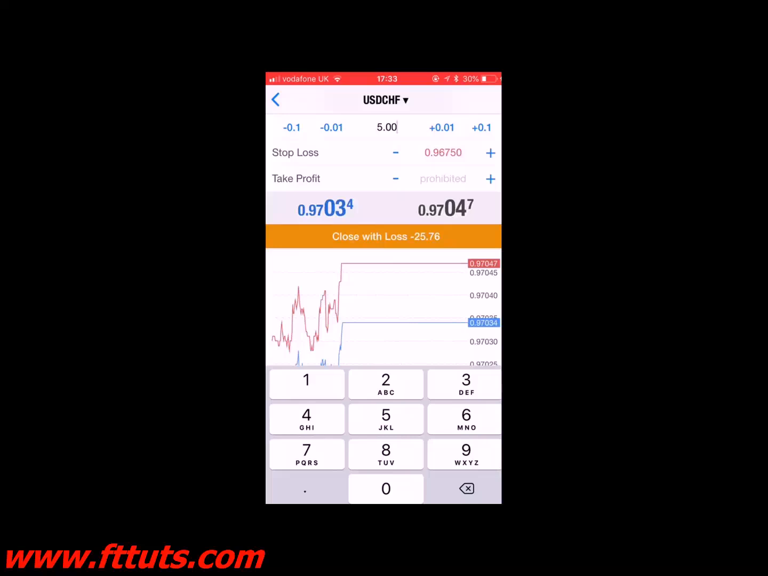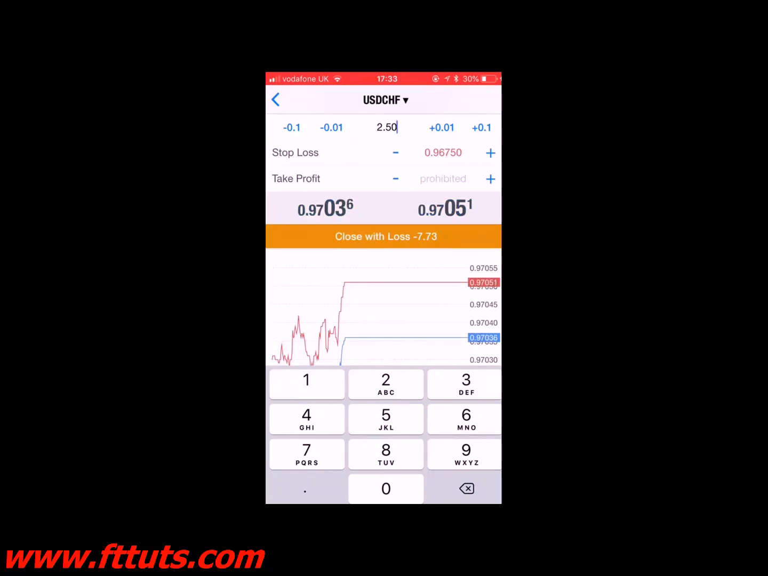So all we have to do is click close, come to this screen here, and then we can just type in, say, 2.5 lots. So that would be us closing half of our position right now. All right, so therefore we'd only take £2 loss at this point, £10, £12, it keeps moving because price is moving.